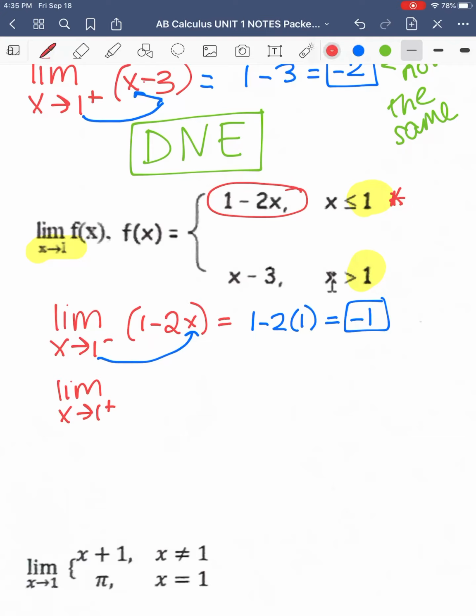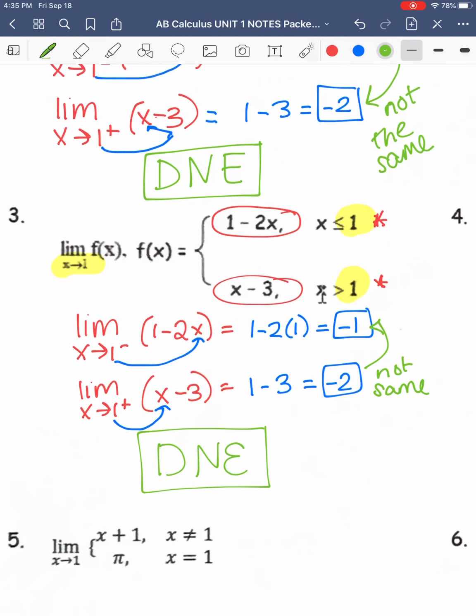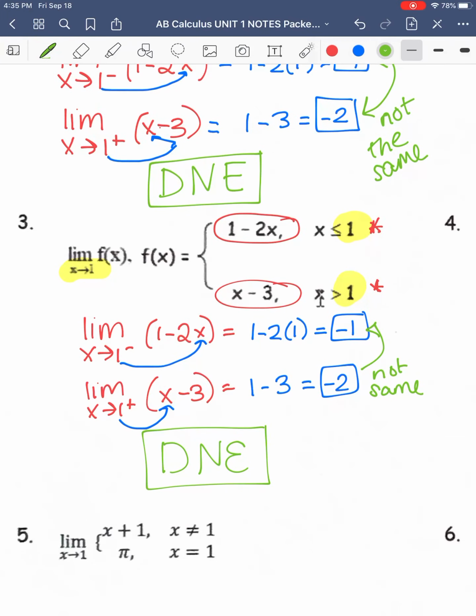Let's find our limit from the right. From the right, I'm going to use the bottom function because x is greater than 1. So x minus 3. I'm going to substitute in to find my limit. So 1 minus 3, and I got -2 this time. And so I'm noticing that these two are not the same. Remember, they have to be the same from the left and the right. And so this limit would not exist for number 3.